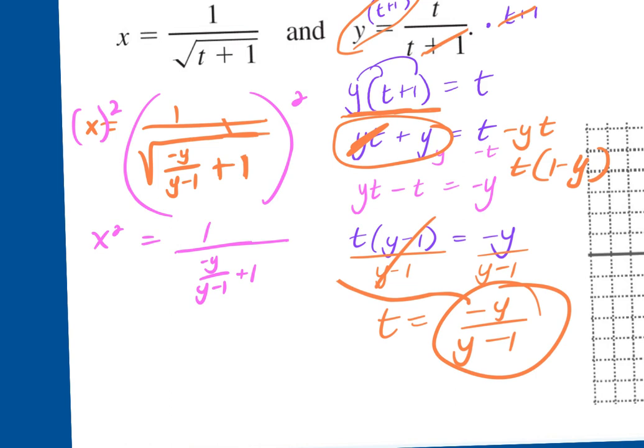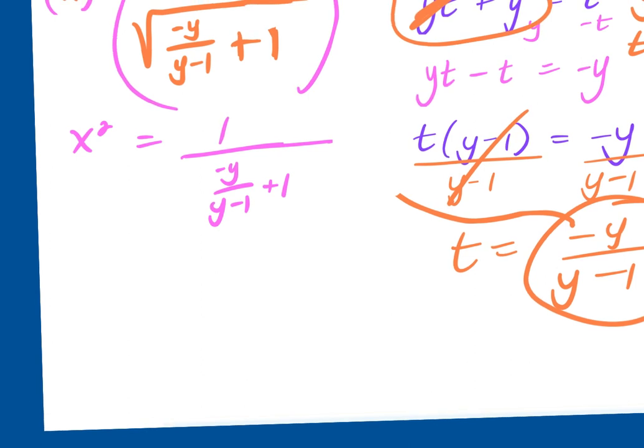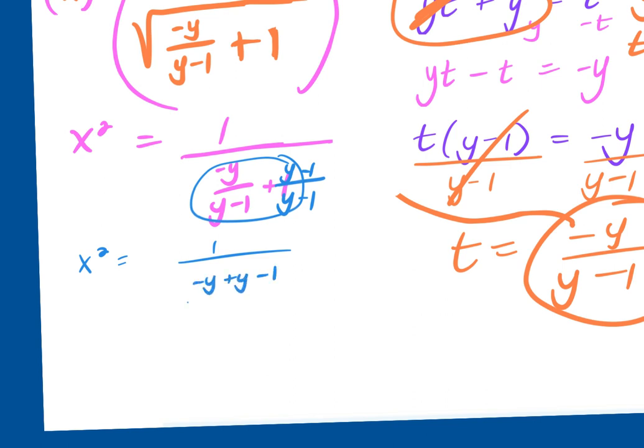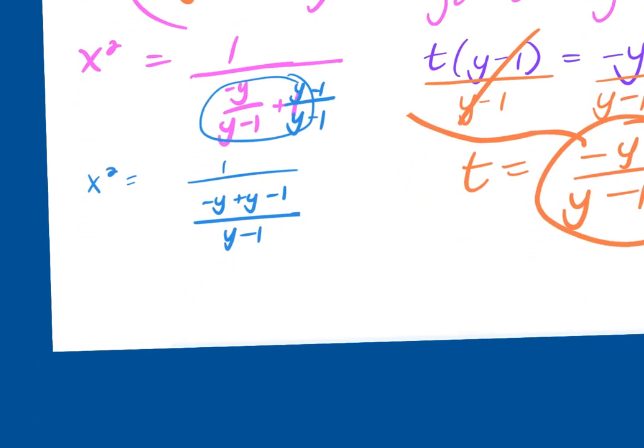So I would combine them into 1 in the bottom first, if you're going to do it that way. I would get x squared equals 1 over. This becomes y minus 1 over y minus 1 if I give them a like denominator. So I get negative y plus y minus 1, all over y minus 1. And I get x squared equals, these cancel. And I get 1 over negative 1 over y minus 1.